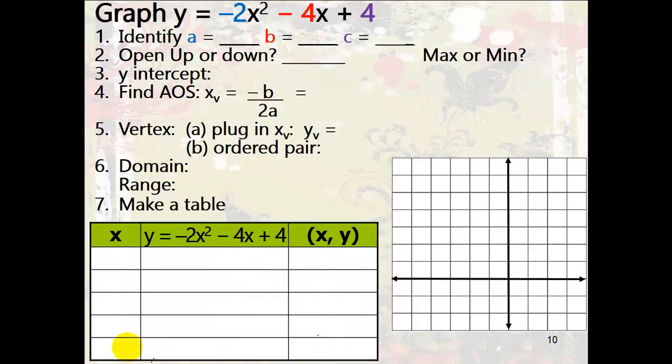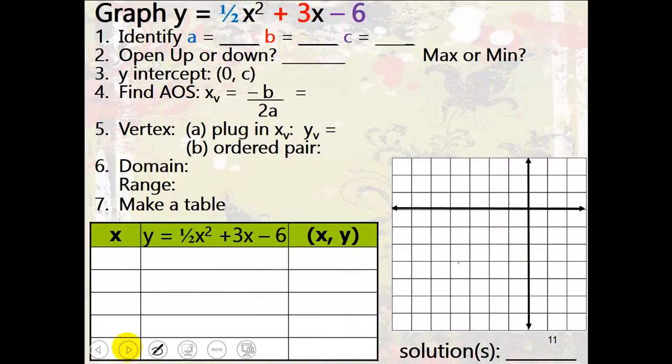Sorry about that, I got a little excited. Okay, last one. A is a half. Ooh, yuck, we have a fraction. That's all right, don't worry. B is 3. C is negative 6, right? A is positive, so it's going to open up. So look, my vertex has got to be a minimum. My y-intercept is 0, C, 0, negative 6.